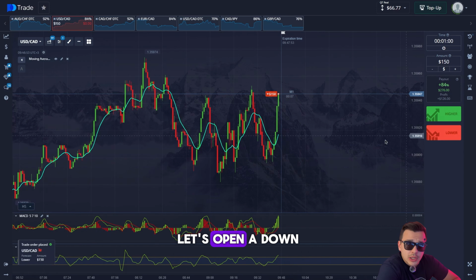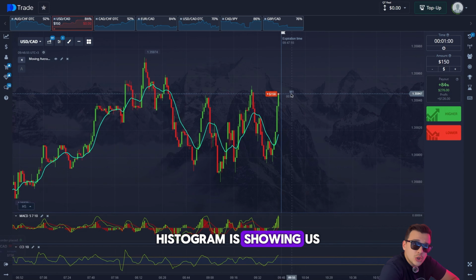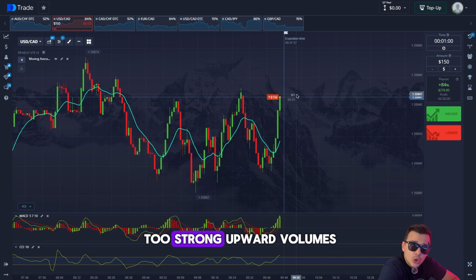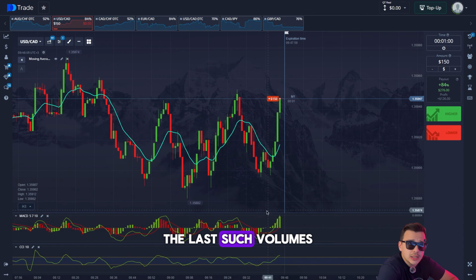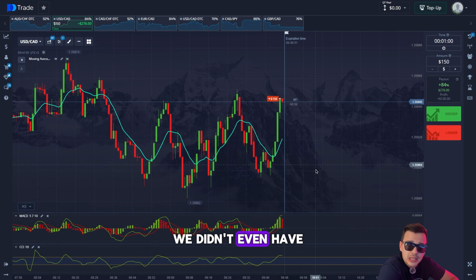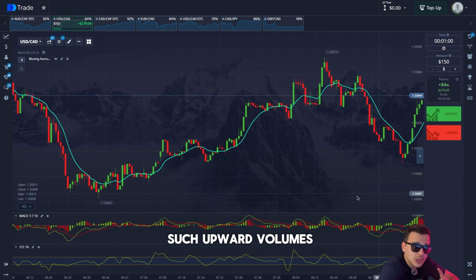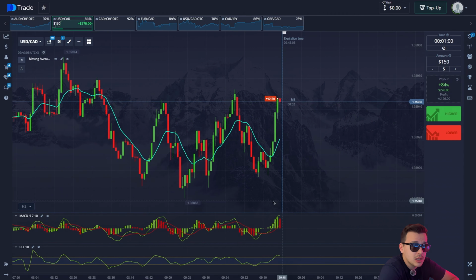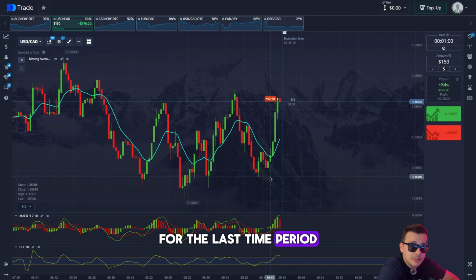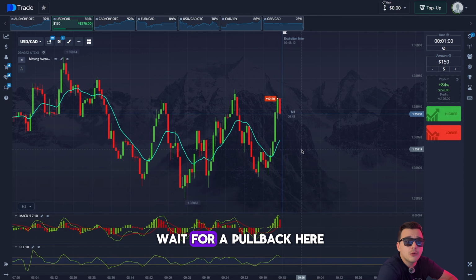Let's open a down trade here. The MACD histogram is showing us two strong upward volumes. We didn't have such volumes the last time. These are the first upward volumes for the last time period, and accordingly we will wait for a pullback.